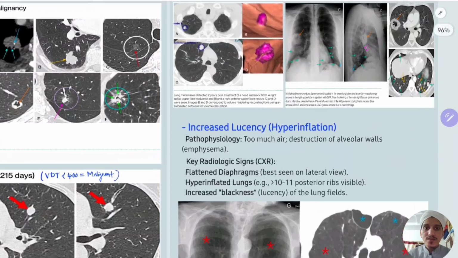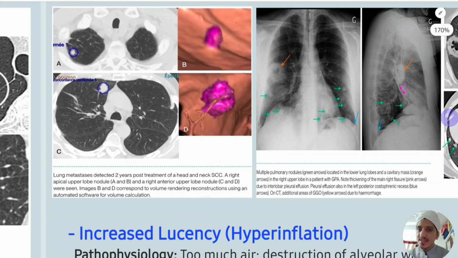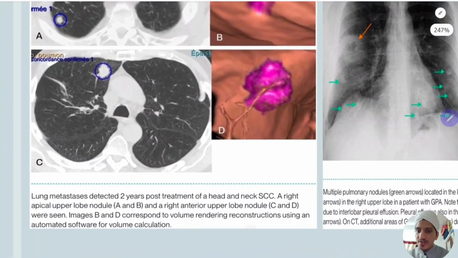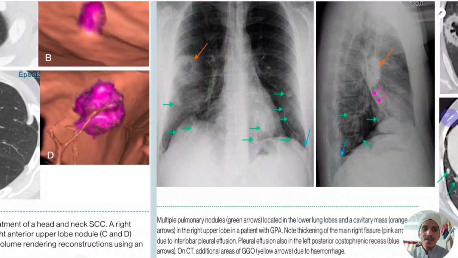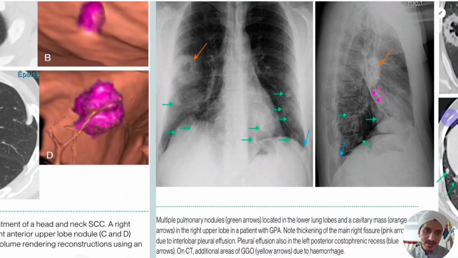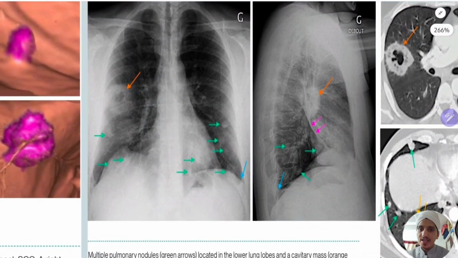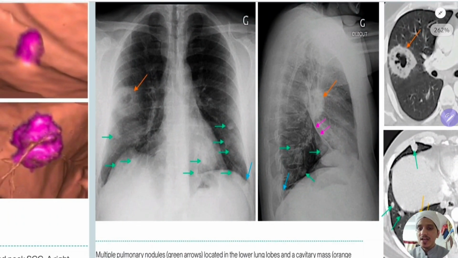Okay. So this is the last picture. Lung metastasis detected 2 years post the treatment of a head and neck squamous cell carcinoma. A right apical upper lobe nodule and a right anterior upper lobe nodule in C and D were seen. Images B and D correspond to volume rendering reconstruction using an automated software volume calculation. We are reading chest X-ray, so we will concentrate on chest X-ray. Again, you see here the same picture, no? The granulomatous, we have discussed the cavity inside, and here you see again here one.